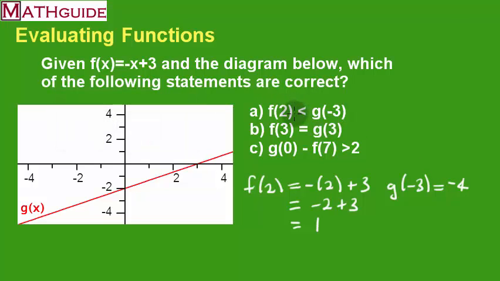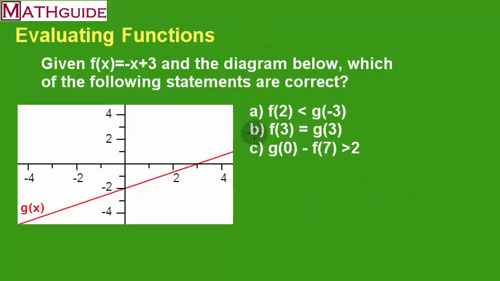So this statement says, is f of 2, that's 1, less than g of negative 3, which we have here as negative 4? Is 1 less than negative 4? No, it is not. Okay, let's try b. So I'm going to erase this so we can get to b.